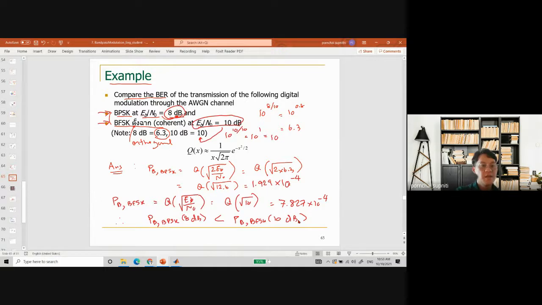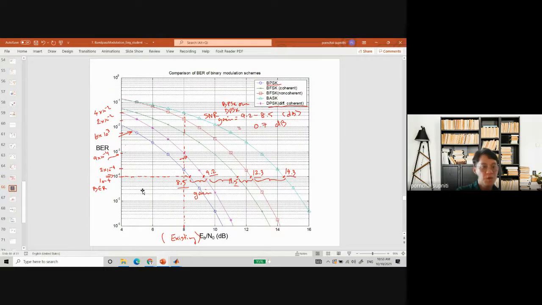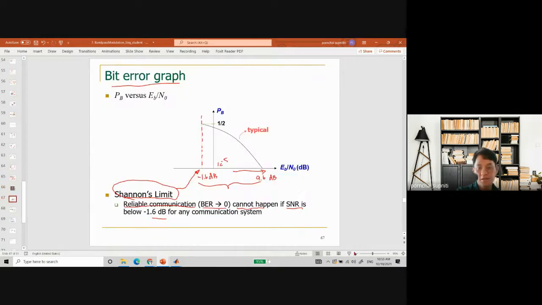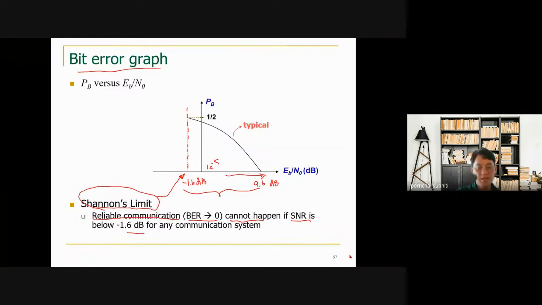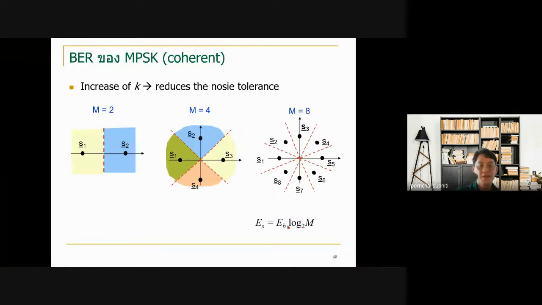Okay, so let's look at the next one. Wow, looks like I'm always delayed these days for some reason. Now let's look at the bit error rate for MPSK. Maybe I won't finish the whole set of slides, but I will try to give examples of bit error rate so that you understand what we are doing. I think you understand it better that way.